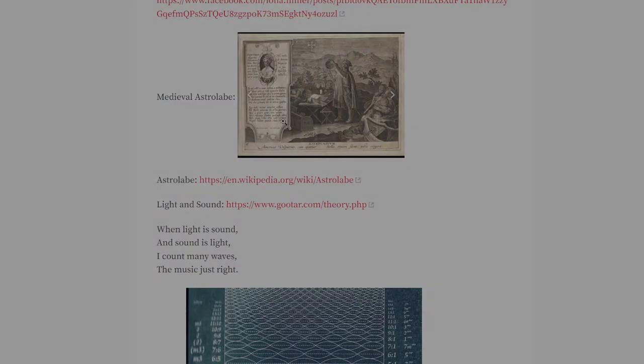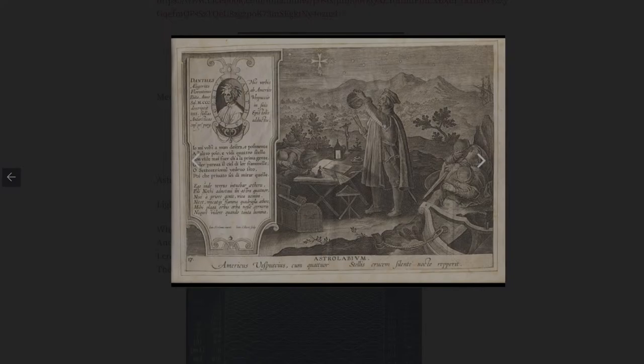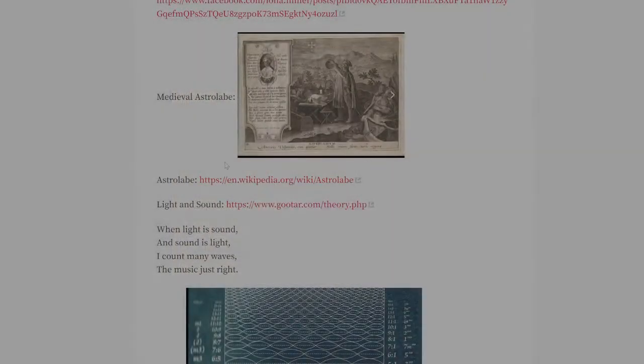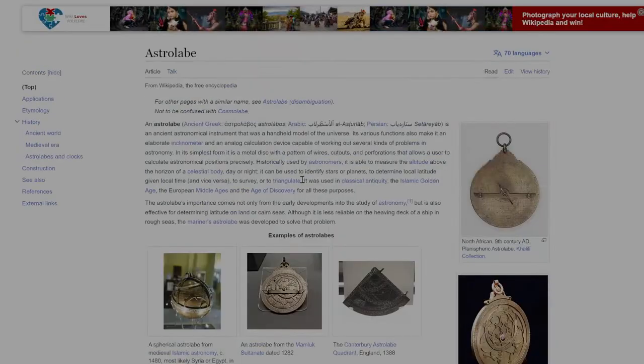You can see here, this is a medieval astrolabe. And you're like, well, what is a medieval astrolabe? An astrolabe is an ancient astronomical instrument that was a handheld model of the universe. Its various functions also make it an elaborate inclinometer, an analog calculation device capable of working out several kinds of problems in astronomy. In its simplest form, it's a metal disc with a pattern of wires, cutouts, and perforations that allow a user to calculate astronomical positions precisely. So it's a way to map out the heavens.